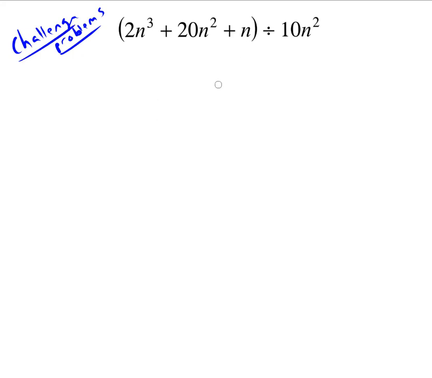I want you to try this challenge problem, okay? So, go ahead and try this one, and then we'll go on to the next one after we solve this one. All right, hopefully you actually did try this challenge problem.